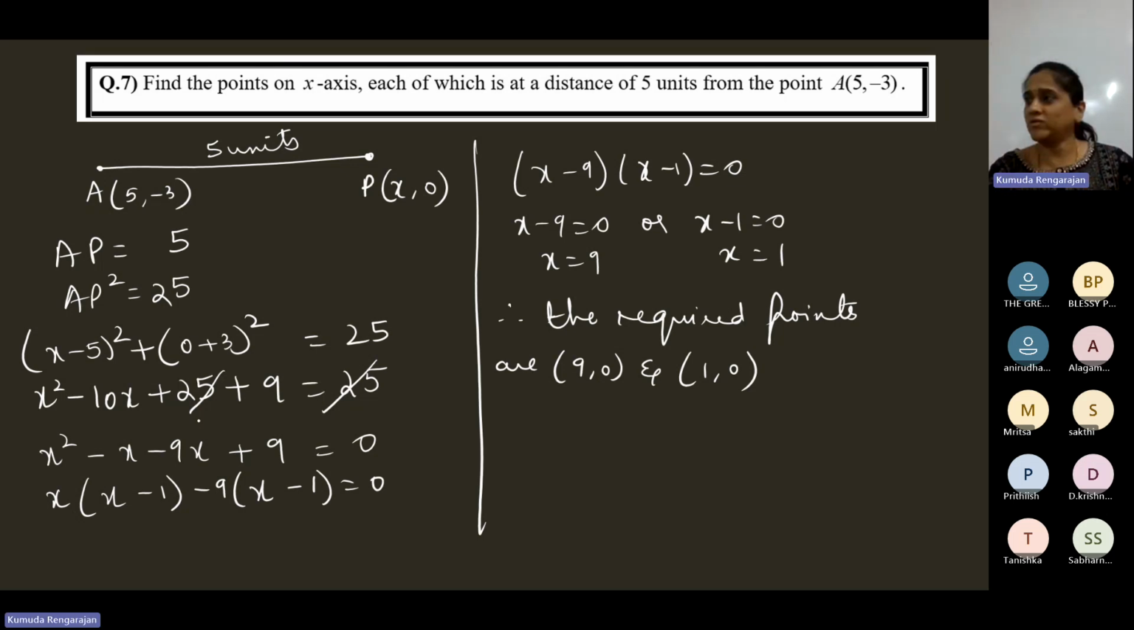Distance between A and P, 5 units. Correct? Now AP is 5. So AP square is 25. Then using the distance formula, we get a quadratic equation, we solve, and x is 9 or x is equal to 1. Now what is the address? X comma 0. So the address for us is 9 comma 0, because the address is x comma 0, and x has two values. So 9 comma 0 and 1 comma 0. So these are the 2 points on the x-axis which are at a distance of 5 units from this point A, which lies in the fourth quadrant.